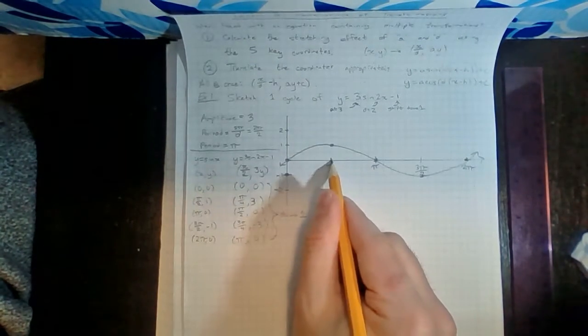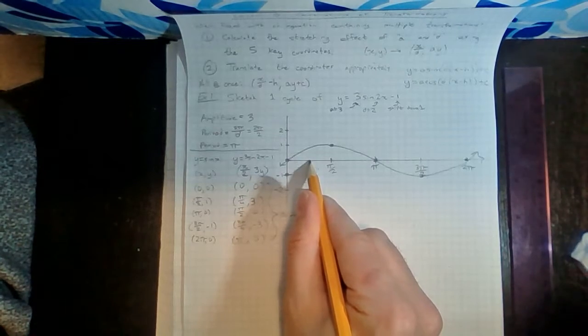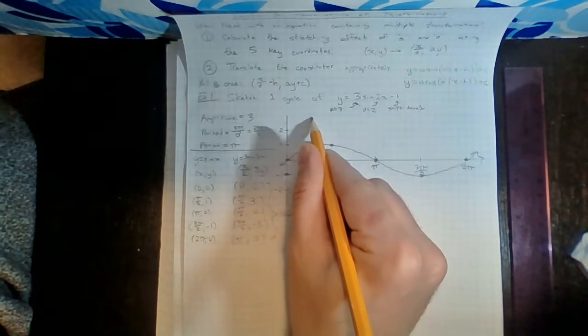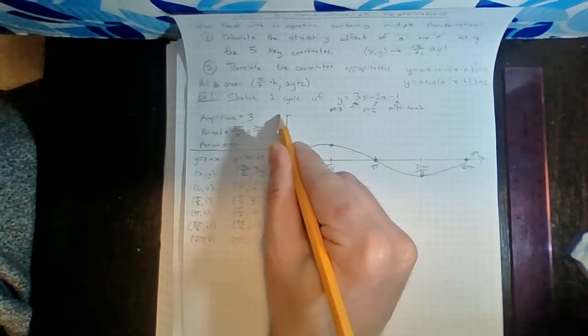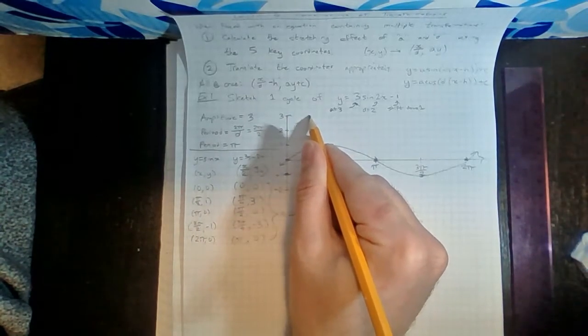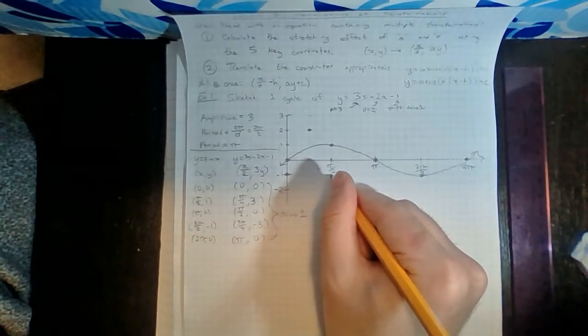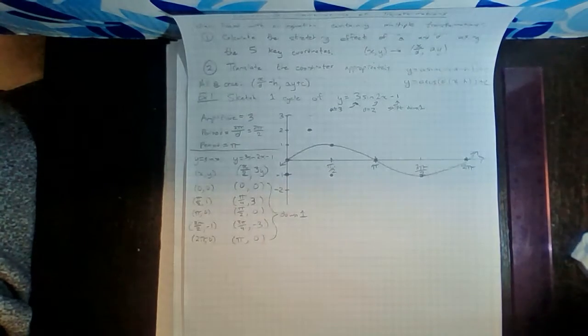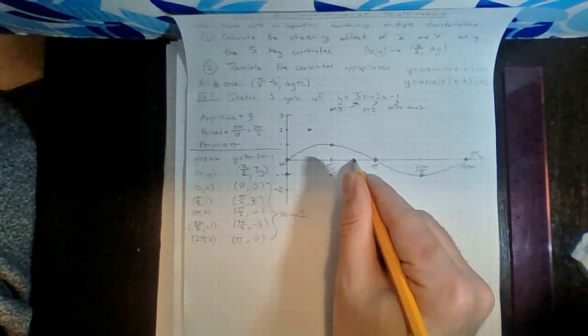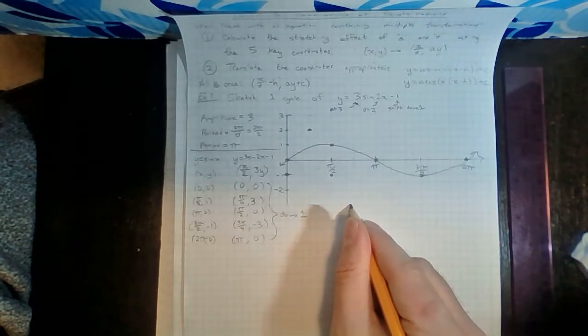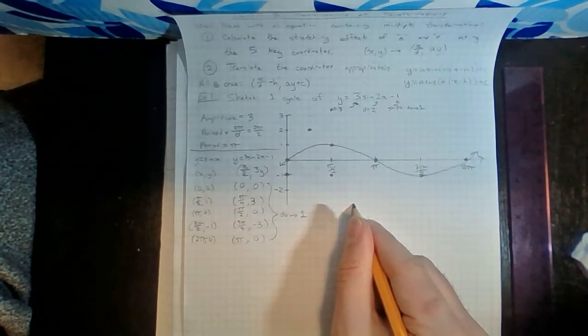Pi over 4, so halfway, will be here. Pi over 4, 3. Let's put a 3 on there. We need to shift that down by 1, so we're going to get pi over 4, 2. Pi over 2, 0. Shift that down by 1. 3 pi over 4, -3. Need to shift that down by 1.